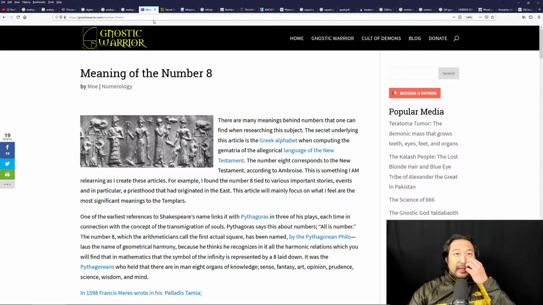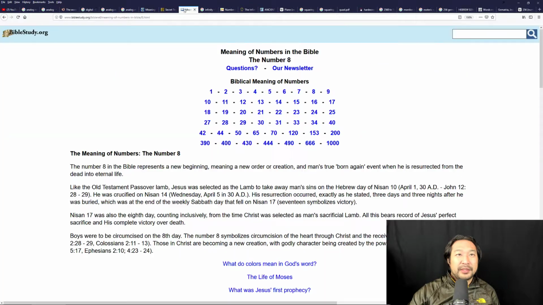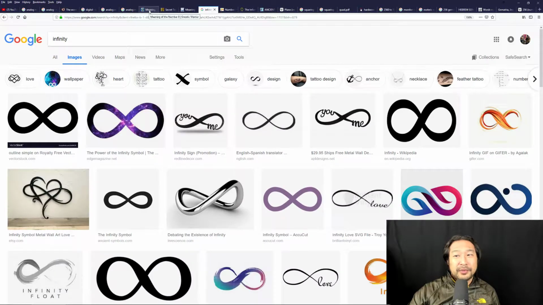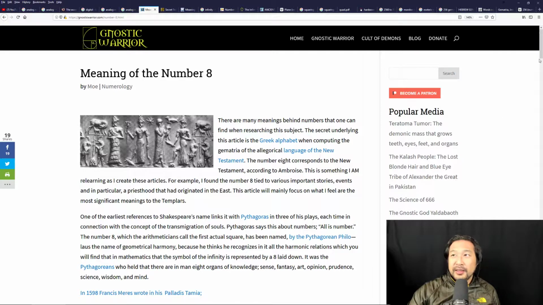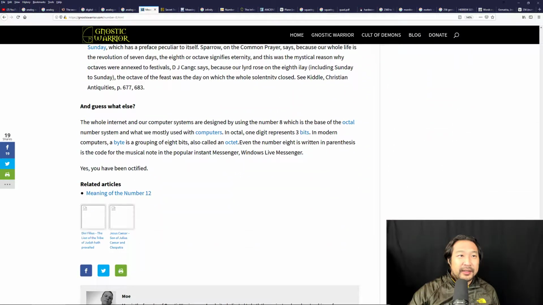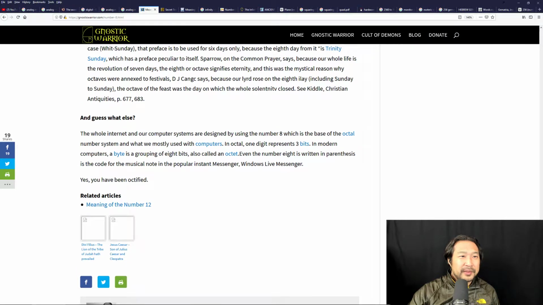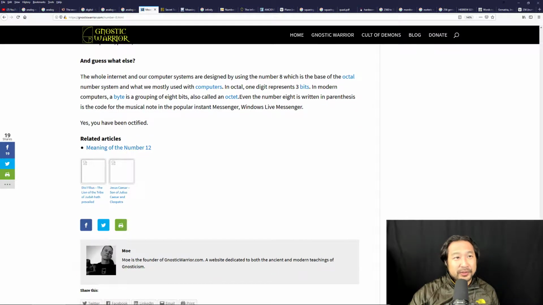So the meaning behind the 8, and there's going to be a couple here that I'm going to go through. But of course, easily 8 is the symbol of infinity. Infinity, of course, is basically a sideways 8. And here in the GnosticWarrior.com, at the very end, they talk about, and guess what else? The whole internet and our computer systems are designed by using number 8, which is the base of the octal number system, and we mostly use it with computers. An octal digit represents 3 bits. In modern physics, a byte is a grouping of 8 bits, also called an octet.